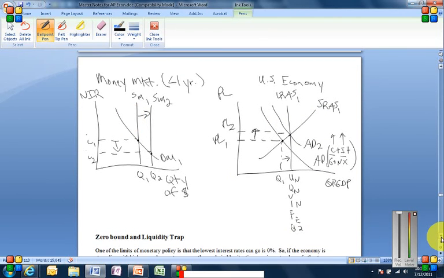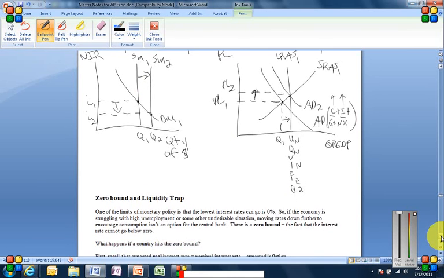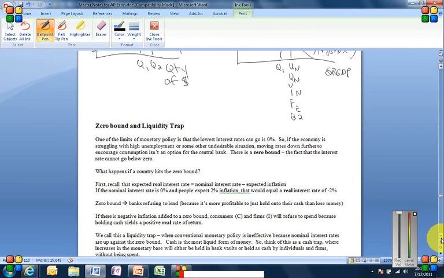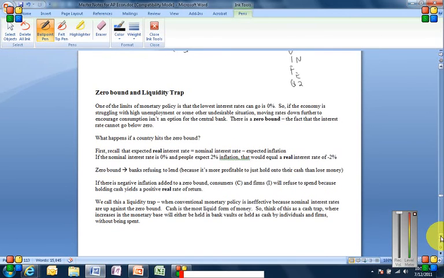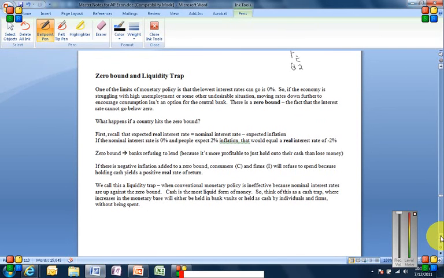So this sounds good, and conventional monetary policy, like we've just discussed, works a lot of the time, but not all the time. One of the limits of monetary policy is that the lowest an interest rate can go in the marketplace is 0%. So if the economy is struggling with high unemployment or some other undesirable situation, moving rates down further to encourage consumption or investment isn't an option for the central bank if they're already at 0%. You can't go below that.